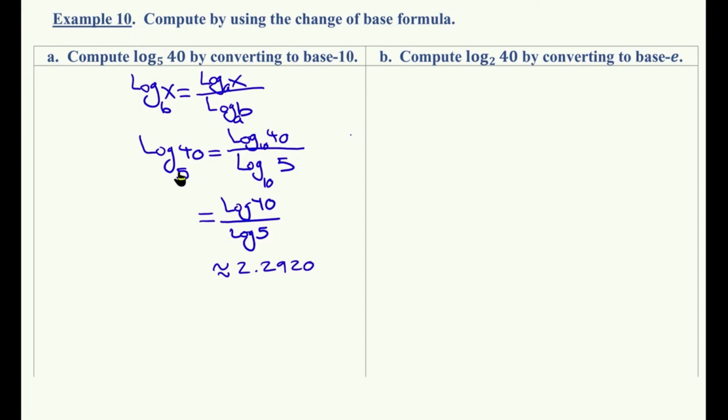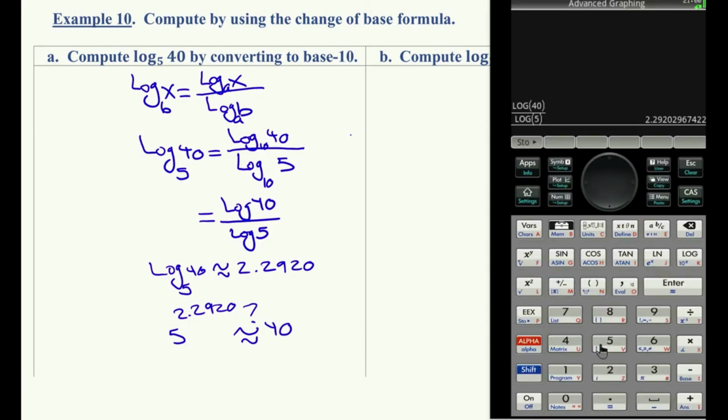So of course we started with log base 5 of 40, so that's exactly what that should be. Well, approximately, right? We can of course test this, because if this is true, then 5 to the power of 2.2920 should be approximately 40, right? Let's check it. So we can bring the calculator back and we can type 5 to the power of 2.2920. And we notice that we indeed get something extremely close to 40. So that's how we can use a change of base there.